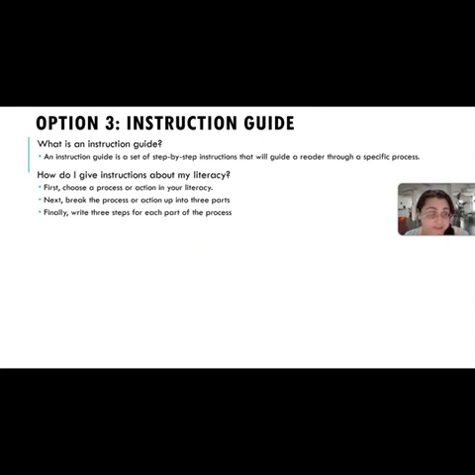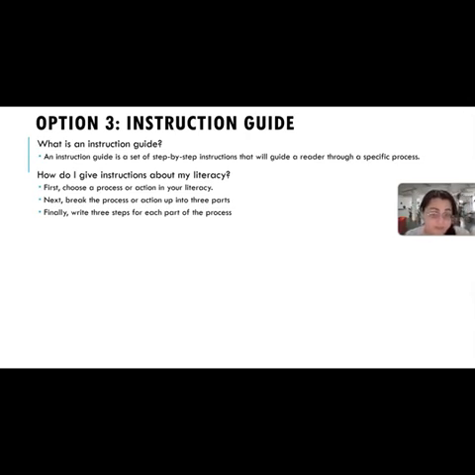So, for example, how do you give instructions about your literacy? You have to choose a specific process or action. So I might choose, for my specific process, getting through a certain level in Mario Brothers. And right now I can't think of one, but something very specific like baking bread for the first time. If my literacy is baking, I might choose baking bread for the first time.